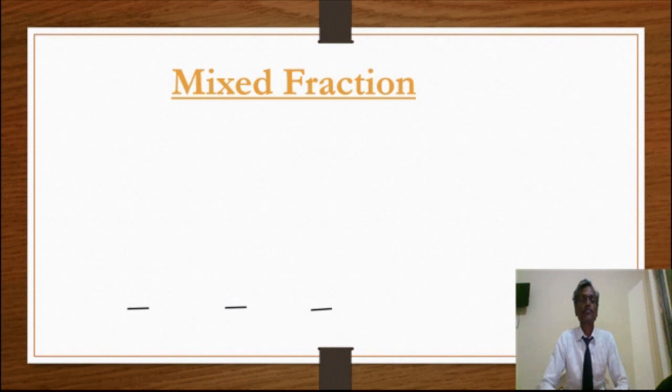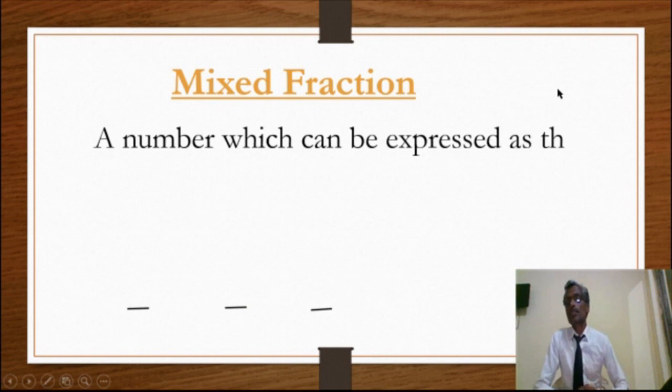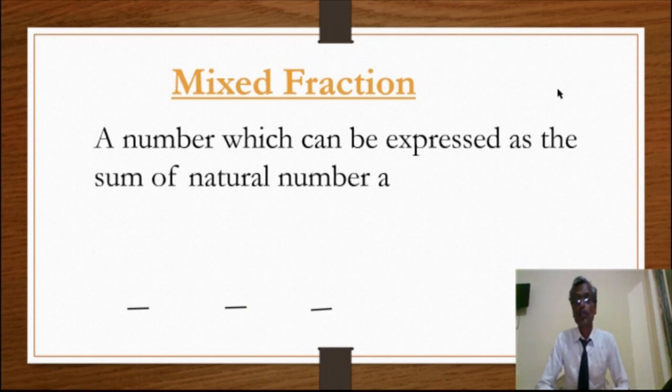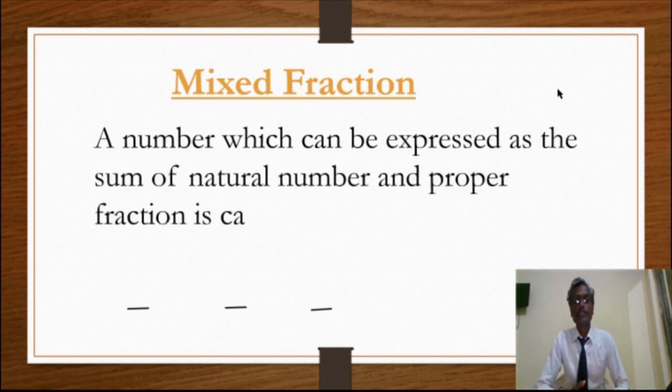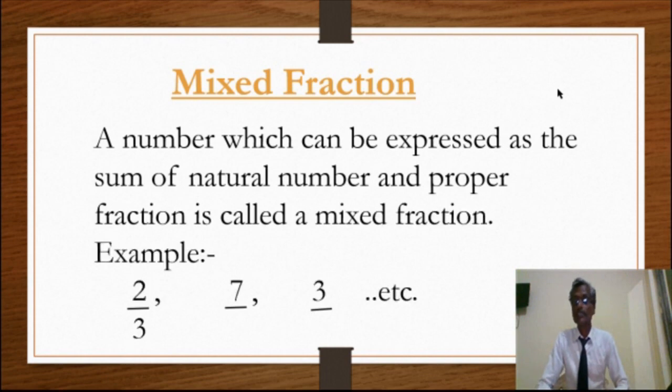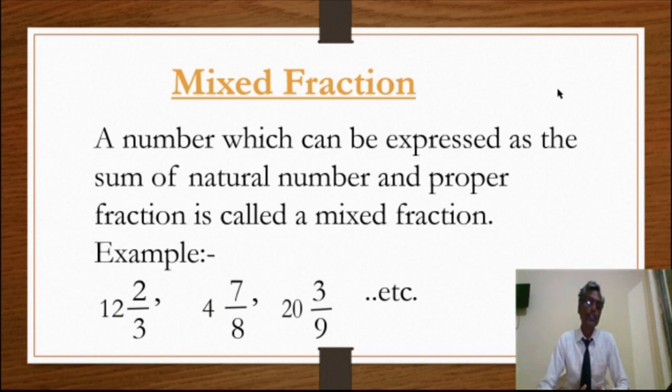Mixed fraction. A number which can be expressed as the sum of a natural number and a proper fraction is called a mixed fraction. For example, 12 whole 2 upon 3, 4 whole 7 upon 8, 20 whole 3 upon 9, these all are mixed fractions.